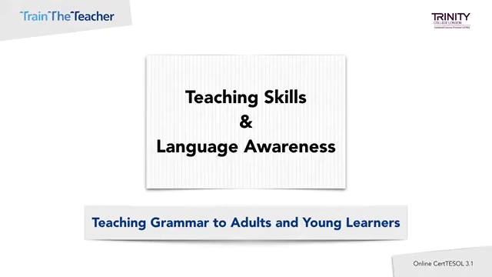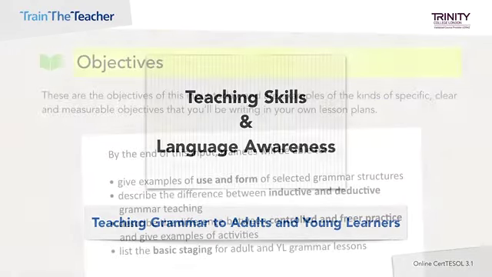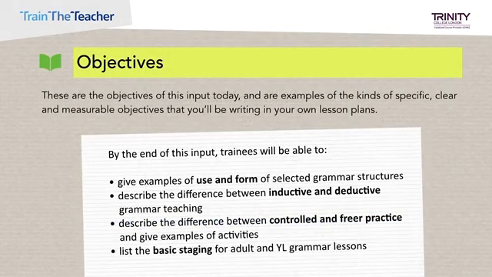Teaching skills and language awareness, teaching grammar to adults and young learners. These are the objectives of this input today and are examples of the kinds of specific, clear, and measurable objectives that you'll be writing in your own lesson plans. However, the difference is, of course, you'll be teaching English, so you'll also have to include examples of the target language you'll want your students to be better able to use by the end of the lesson.